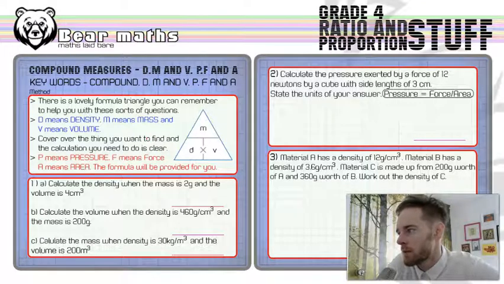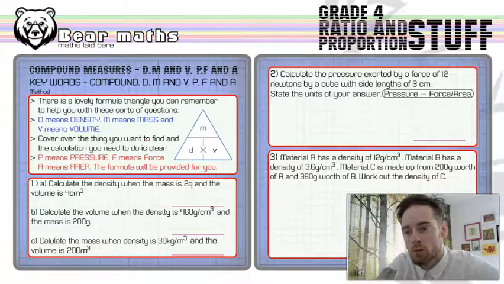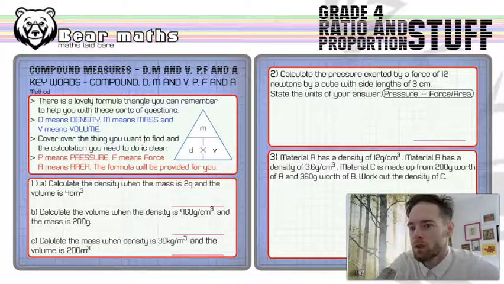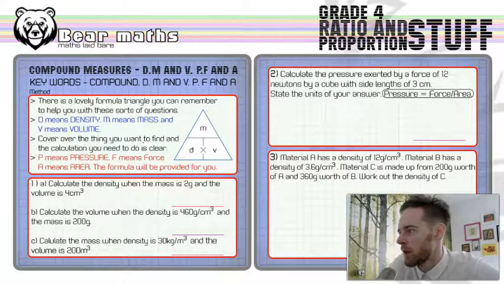Now, P stands for pressure, F stands for force, and A stands for area. And that formula triangle will be provided to you in the question. Not necessarily in the form of the formula triangle, but the formula that you will need will be within the question. So you don't have to remember that one. I don't know why. I don't know who makes this stuff up, but there you go.